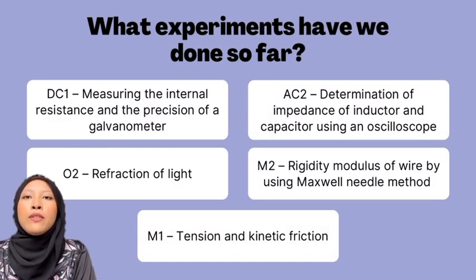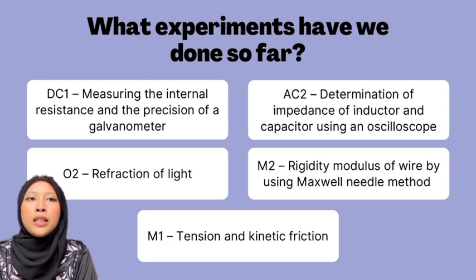So, what are the 5 experiments that we have done so far? The first one is direct current, which is DC1. Experiments about measuring the internal resistance and precision of a galvanometer. Second, alternating current, AC2, determination of impedance of inductor and capacitor using an oscilloscope.